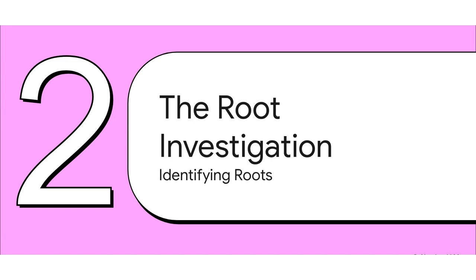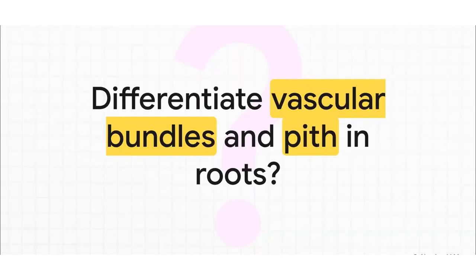All right, Section 2, the root investigation. Okay, let's dig in, literally. We're going to look at the roots now. So, what's the deal with dicot versus monocot roots? Let's find out. Okay, so how do we tell dicot and monocot roots apart? Just by looking at their vascular bundles and pith. Bacho, listen up. This is super important for those diagram-based questions. They'll just give you a cross-section in the exam and ask, identify this.